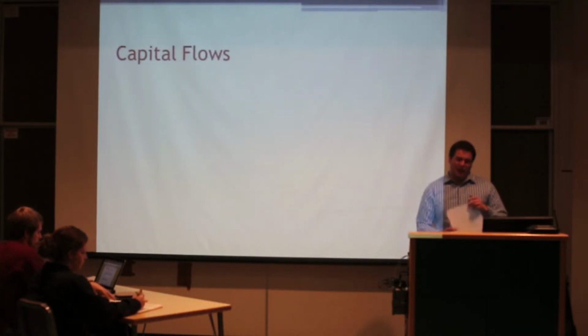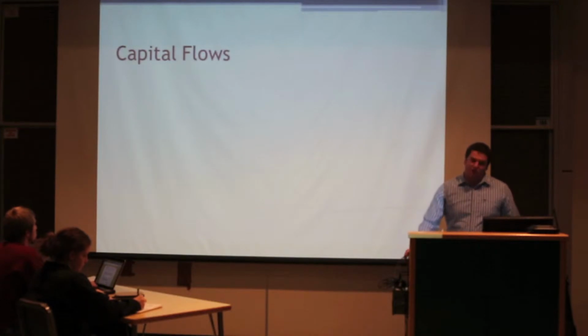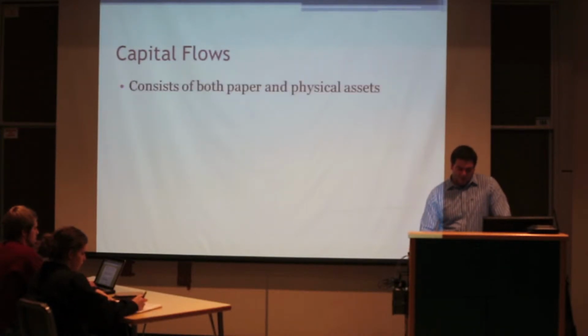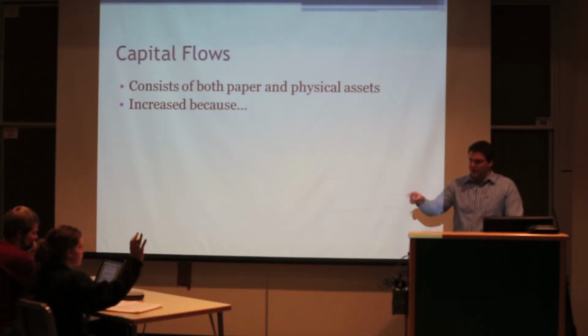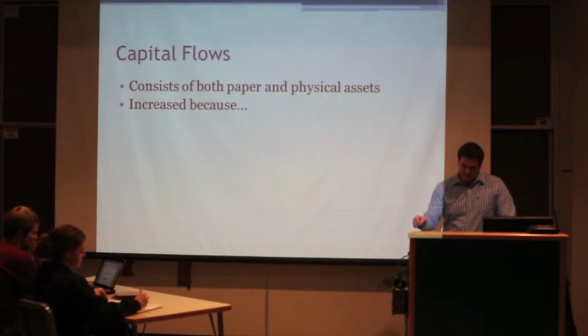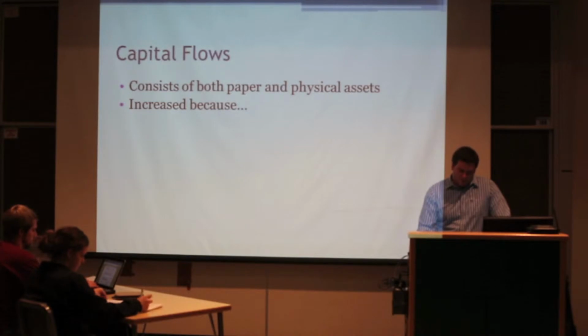Now we have to take a look at capital flow between countries. Capital flow consists of both paper and physical assets. The amount of capital flow has increased over the years quite a bit. Does anyone have an idea as to why this might be? I'll give you a hint. The iPhone example we just talked about. Yes? Would that be technological advancements? Exactly. They have made it possible for the global market to move faster than it ever has before.